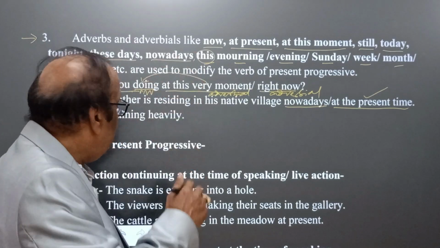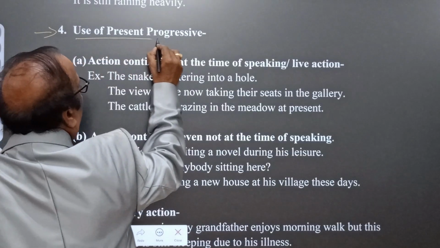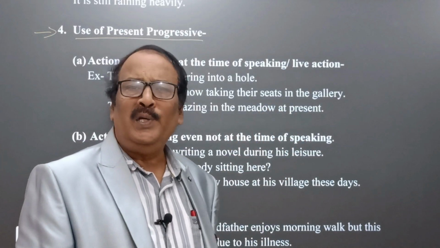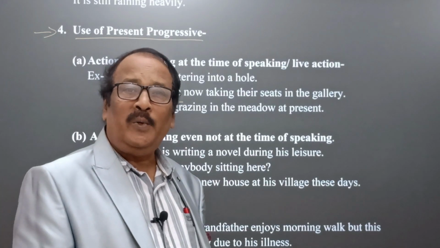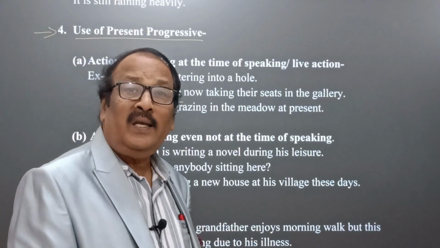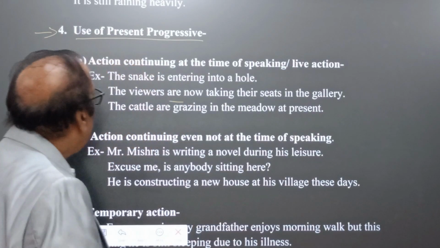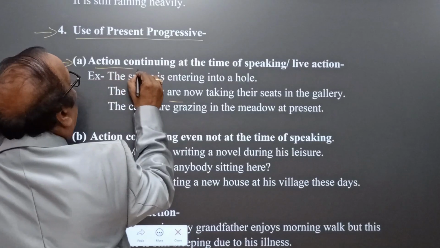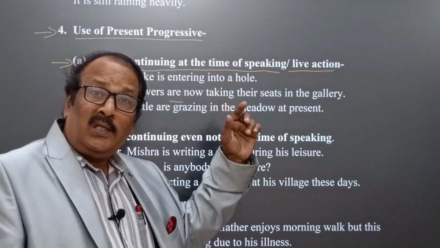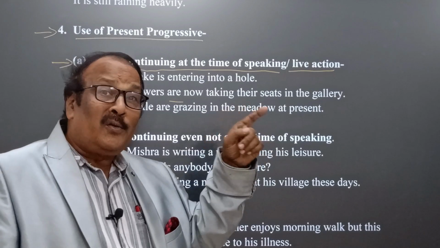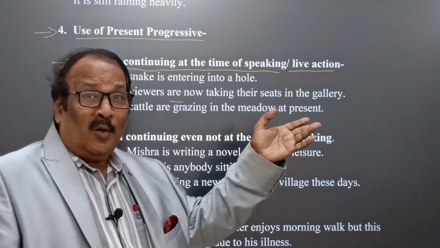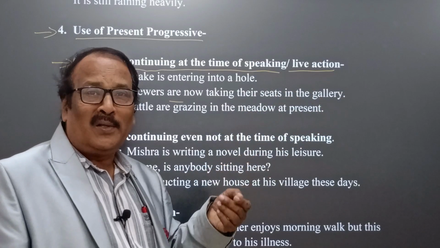Okay, now see the next use of present progressive, the area of the use of present progressive. How and in which way we use present progressive at the time of our speaking and writing. Let's see point 1. Action continuing at the time of speaking. So it means present progressive is used for the action which is continuing at the time of speaking, and in other words it is called live action.